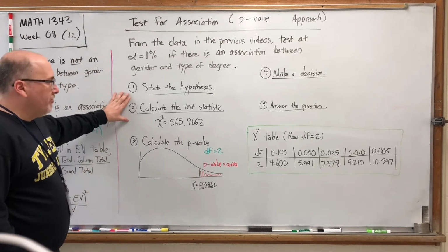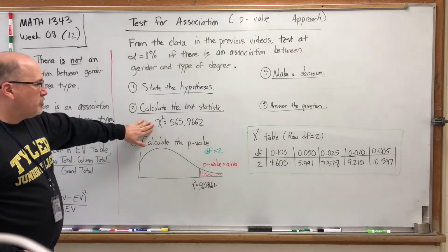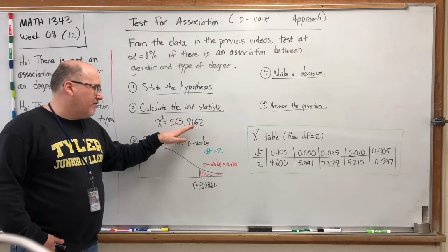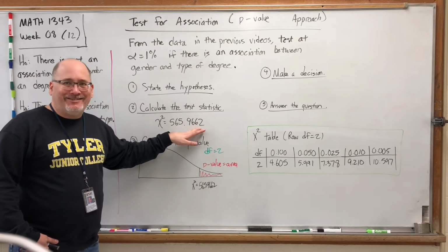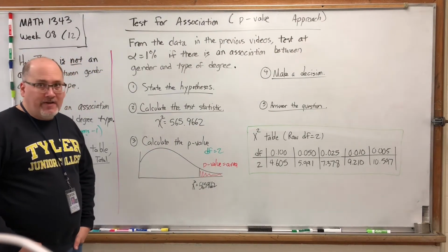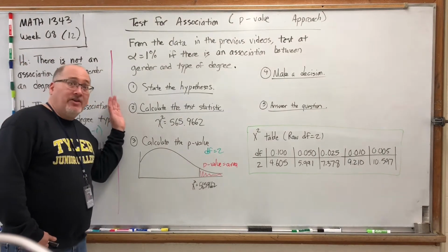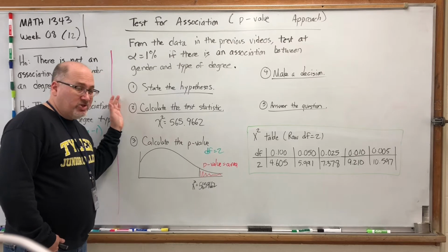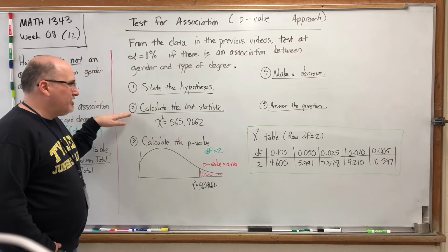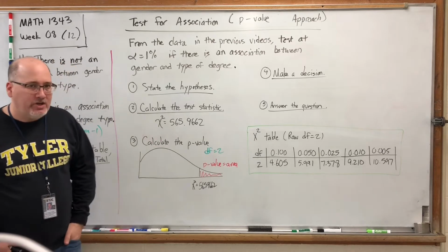The calculation of the test statistic occurred 2 videos ago, and we got a value of chi-squared equals 565.9662. But this is where the p-value approach deviates from the critical value approach. In the critical value approach, our second step would be to calculate the critical value and label the regions. In the p-value approach, we skip that, and then with the test statistic, we calculate the p-value.